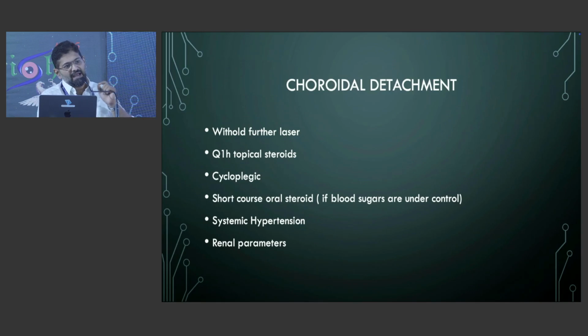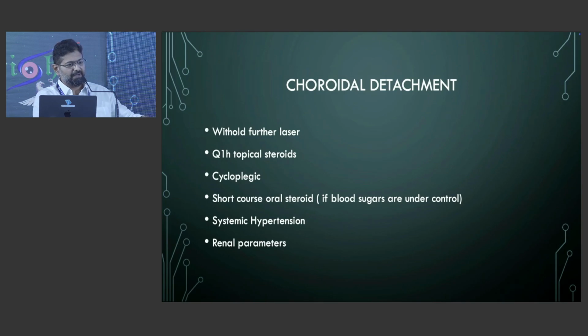This is one thing which I have seen in my practice. I have very few patients who have developed choroidal detachment, even post-surgical. Like, we do small PRP here and there after the surgery, during the surgery in a TRD case. And when I look at these patients, they usually tend to have systemic hypertension, and most commonly their renal parameters will be deranged. They might have been diabetic for a long time.